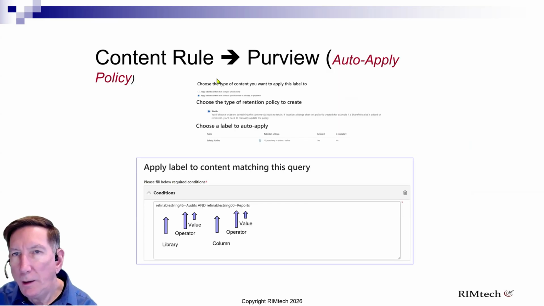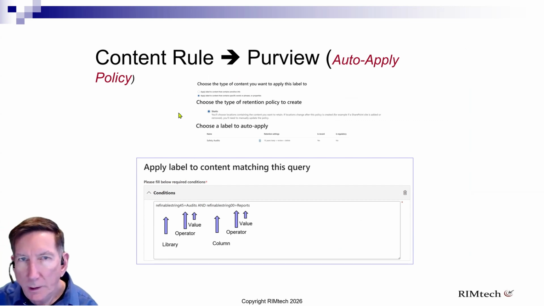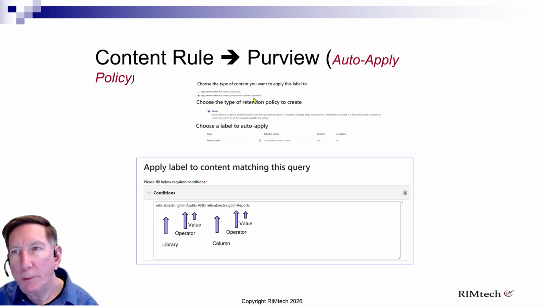Now here's what a content rule looks like in Purview. Purview calls their rules auto apply policies. On the top of the screen here is the wizard, a summary of the wizard you have to fill out. And I know this is way too small to see, but I couldn't really make it much bigger. It says apply label to content that contains specific words or phrases or properties. We want properties. We don't want content.